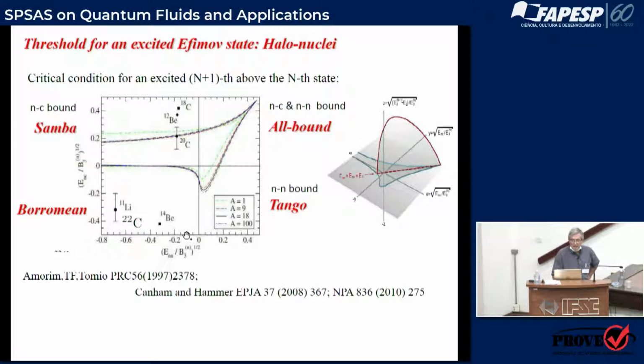The two scattering lengths are negative, so virtual states. Here one is negative, and two of them are positive. So this is NC bound, so we call it samba, then now bound and tango. And you see, I mean, maybe carbon-20 could have, but this is not a perfect halonucleus. So carbon-22 is here, lithium-11 is here. So this is outside this region. This is the Efimov point, exactly in the middle.